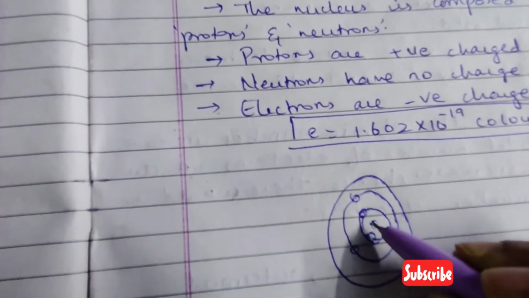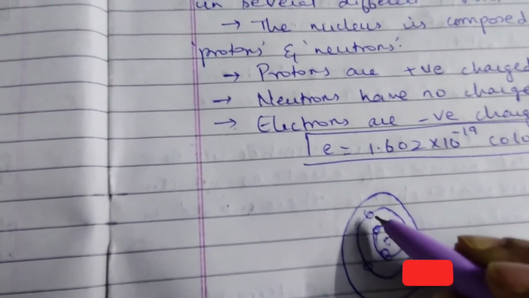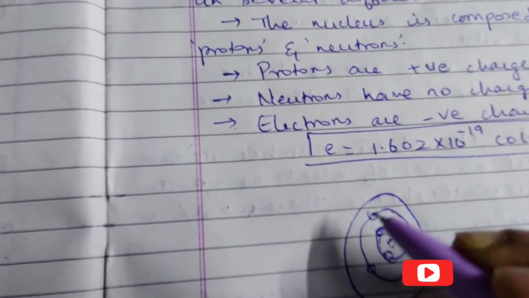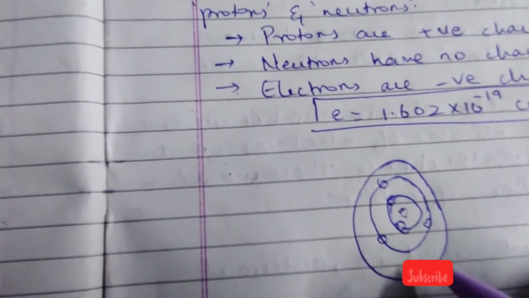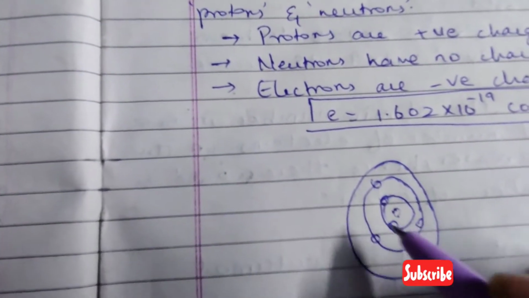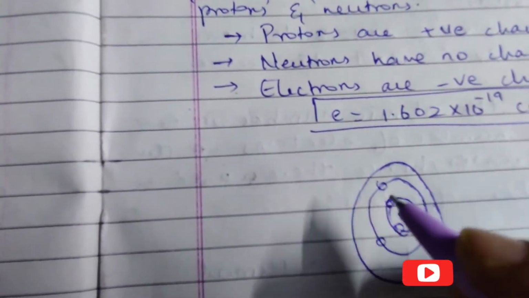Just imagine our solar system. The center part is the sun, that means the nucleus, and the earth and other planets, Jupiter, Saturn, everything revolve around it. This is the concept in the solar system also. I'm just telling you that as an example. So these electrons will be revolving.